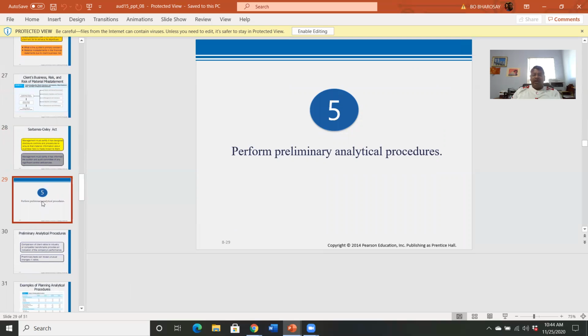Perform preliminary analytical procedures. Again, what are analytical procedures? With analytical procedures, we're looking at relationships among data. You have done some of that in previous accounting, whether it's Accounting 102 or 101, and also again in intermediate accounting. You've done calculating financial ratios. Those are analytical procedures. You've done trend analysis. You're comparing, let's say, 2019 financials with 2018 and 2017. Those are also analytical procedures.